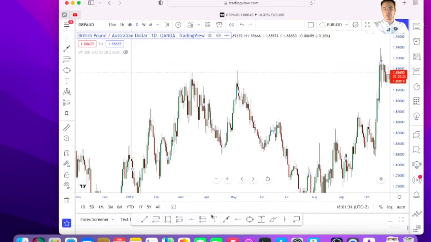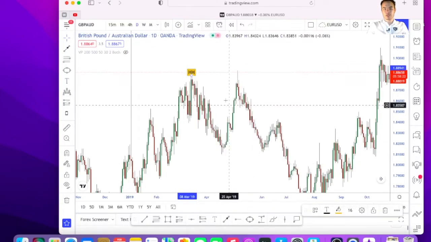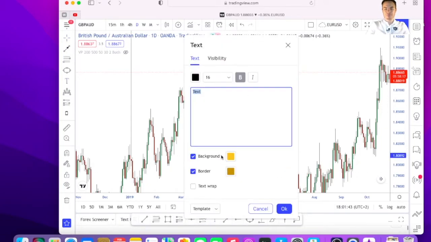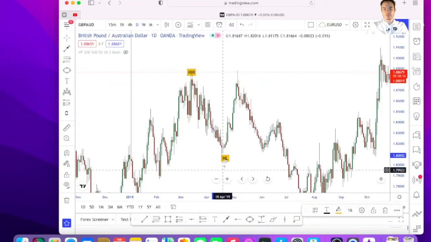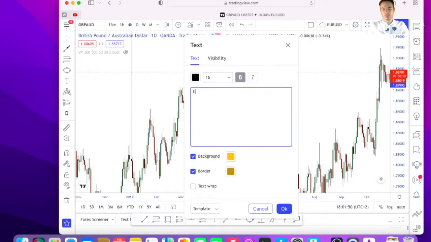So I'm just going to start here, higher high. There's your higher high. Here's your higher low. Here's your equal high.